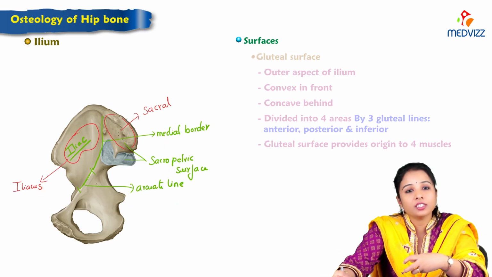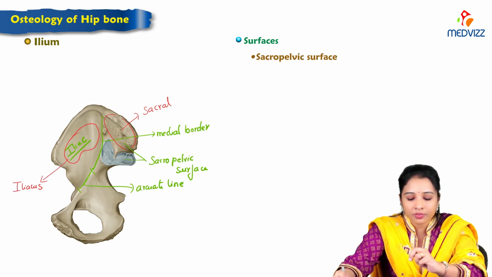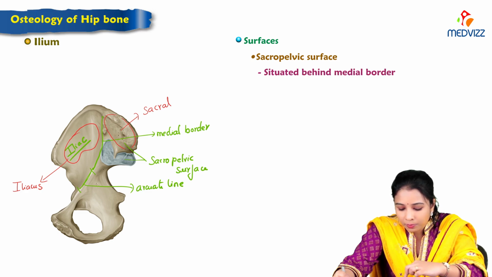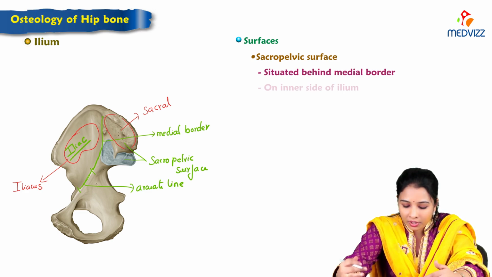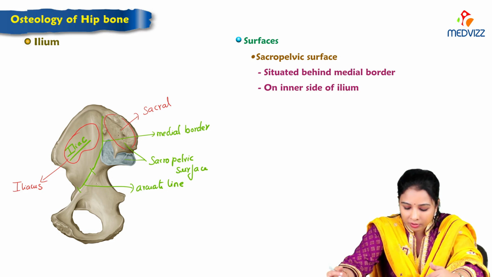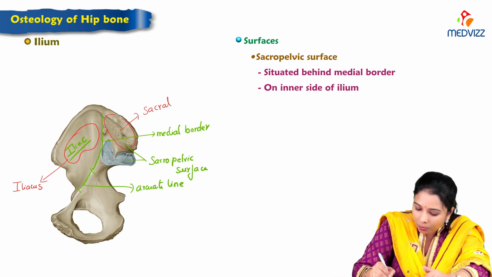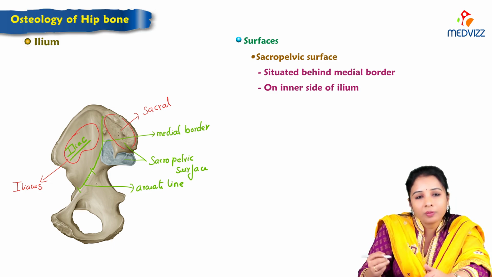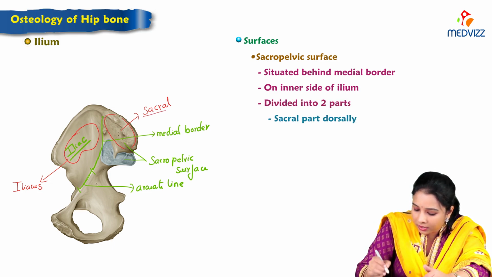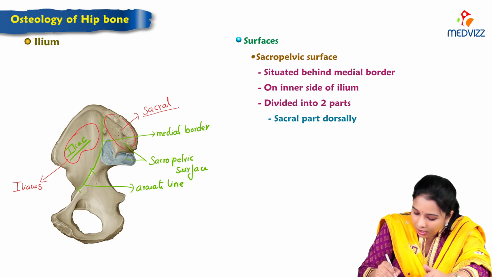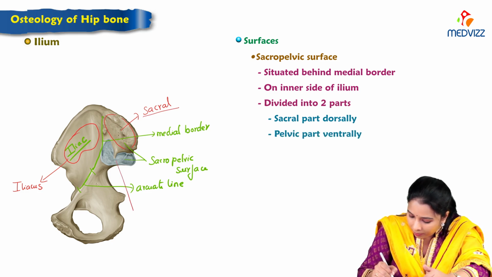Next we shall discuss the sacropelvic surface, which lies posterior to the medial border on the inner aspect, that is the medial surface of the hip bone. So this part is the sacropelvic part. The sacropelvic part is again divided into the sacral part, this rough part, and the pelvic part, this articular part.